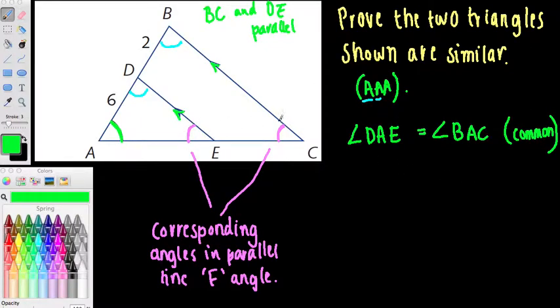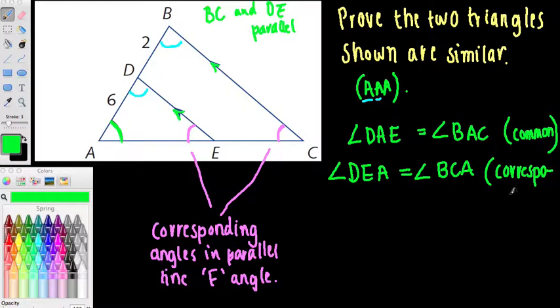I'll now talk about this angle here being the same and give my reason. So I'm going to call this angle DEA. That's equal to angle BCA. And what's my reason? They are corresponding. Ran out of room. I now have two angles the same. The third one is obviously the same as well, just like the first example.